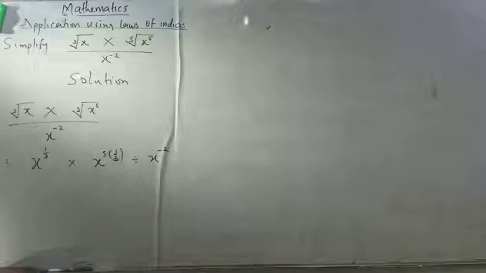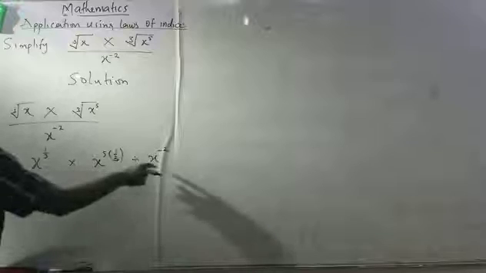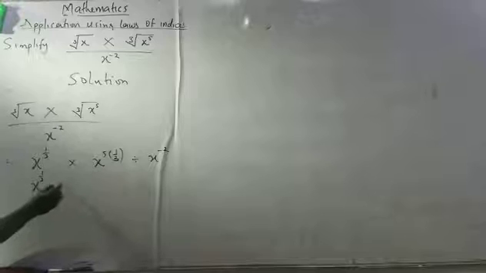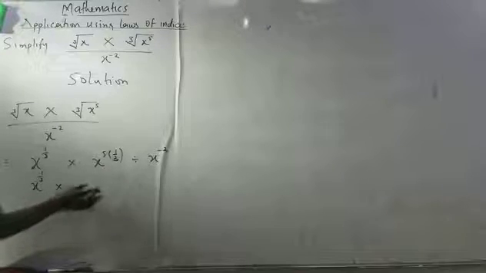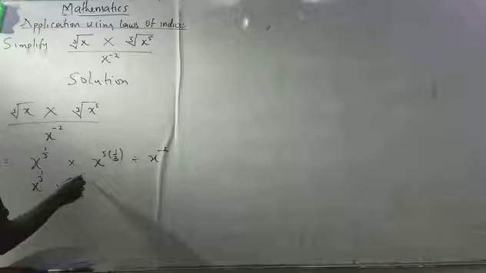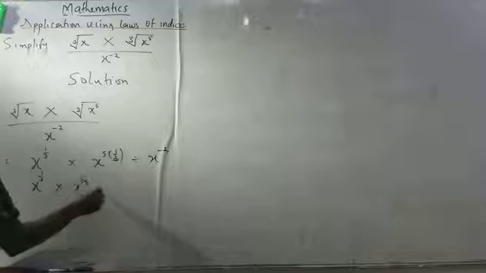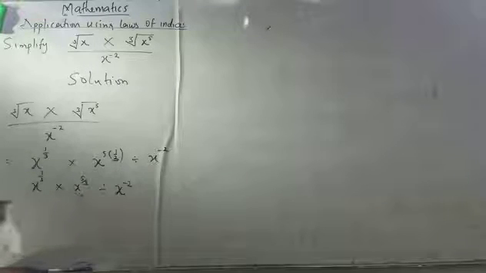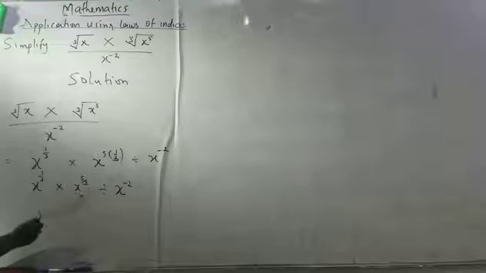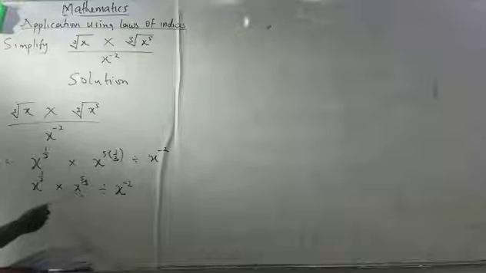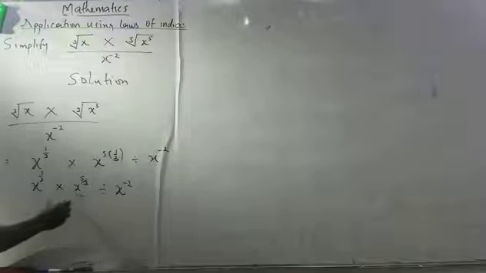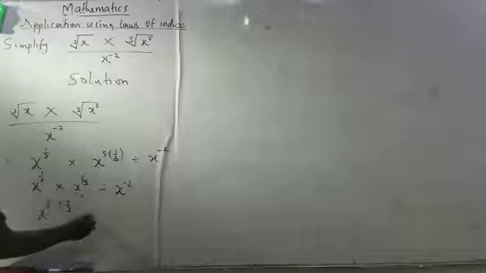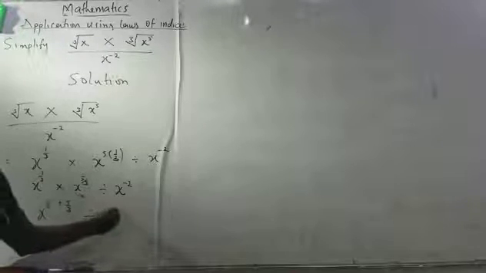Now, they are all the same base. For me to understand better, I can do it this way: x raised to the power 5 over 3, and divided by x raised to the power minus 2. Now, they are the same base. I can say that x raised to the power 1 over 3 plus 5 over 3, divided by x raised to the power minus 2.